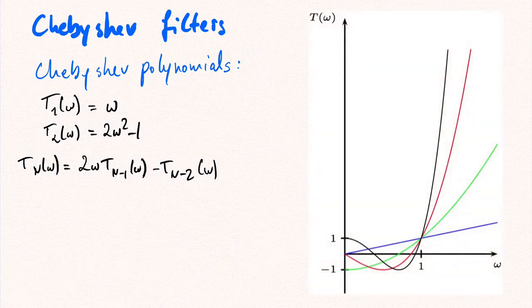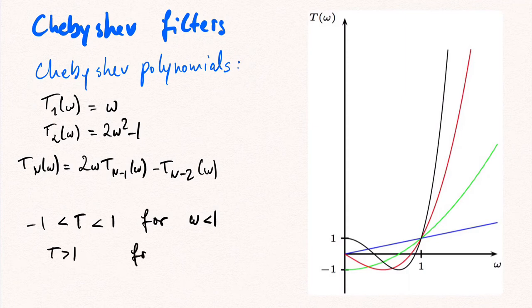Here you see the first 4 Chebyshev polynomials as a function of omega. The first one is drawn in blue, the second in green, the third in red, and the fourth in black. They all have in common that T is in between minus 1 and 1 for values of omega less than 1, and T is always greater than 1 for values of omega greater than 1. Also, T is equal to 1 for omega equal to 1.